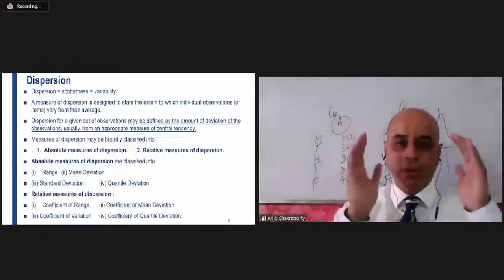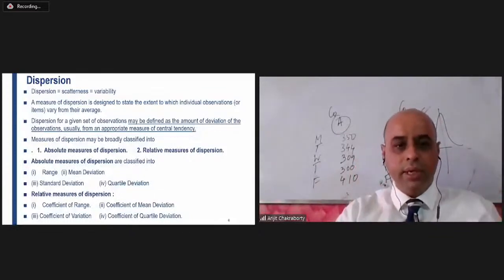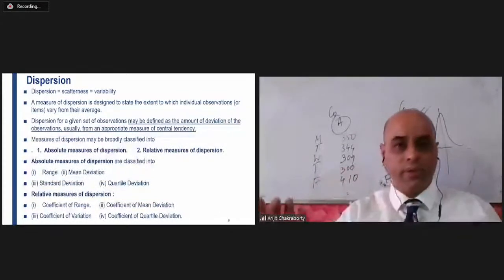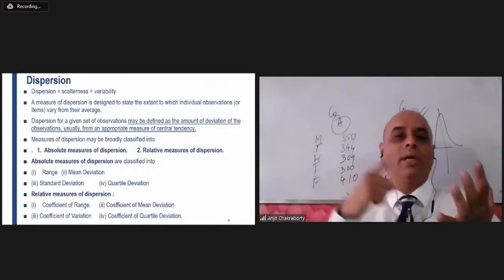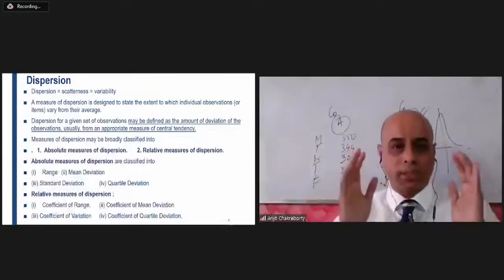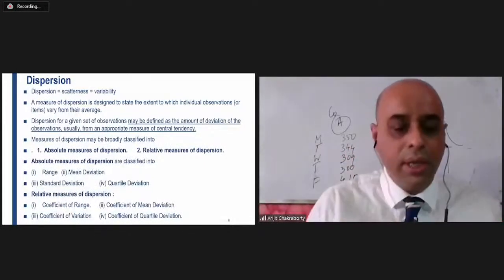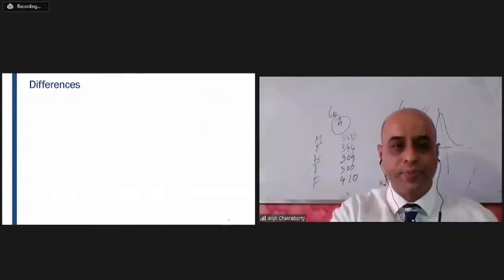Okay, so in the absolute category, range and mean deviation we will complete today, and standard deviation and quartile deviation we shall be taking up in the session on 23rd. Similarly, in the relative measure of dispersion, coefficient of range and coefficient of mean deviation we will understand today, and the two remaining parts, that is coefficient of variation and coefficient of quartile deviation, we shall discuss on the next day.